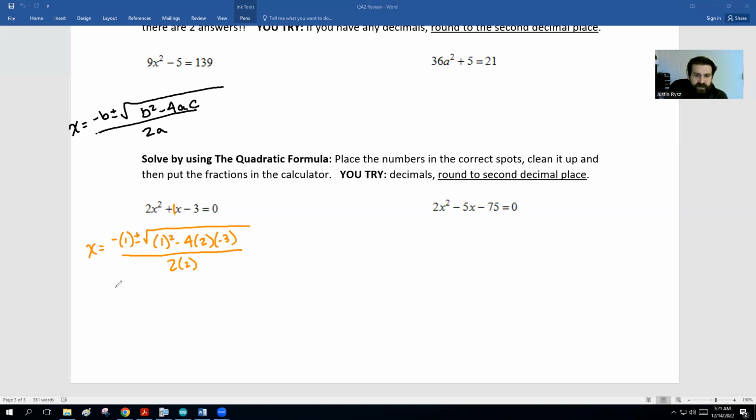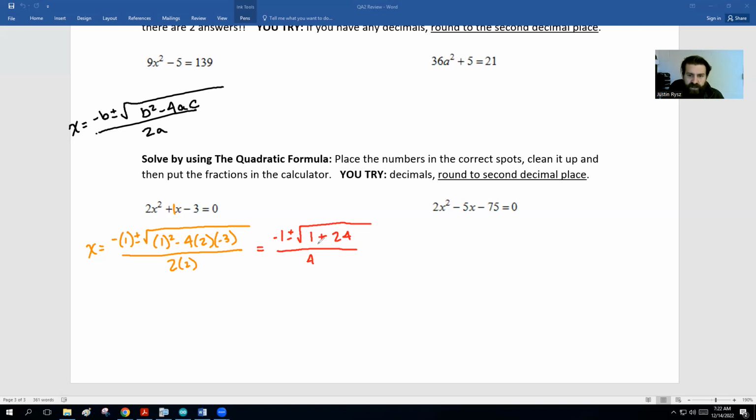Okay, so the next thing we're going to do is let's multiply these all out. So negative times 1 is negative 1, plus or minus 1 squared, or 1 times 1 is 1. And then if we got a minus 4 times 2 times minus 3, those two minuses are going to cancel each other out. That would be a 24. And then 2 times 2 is 4.